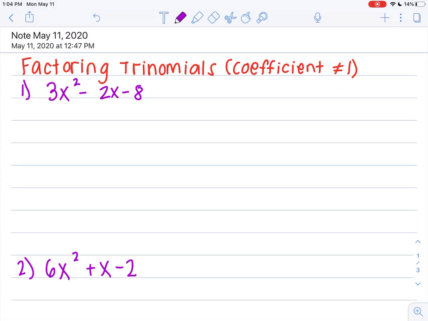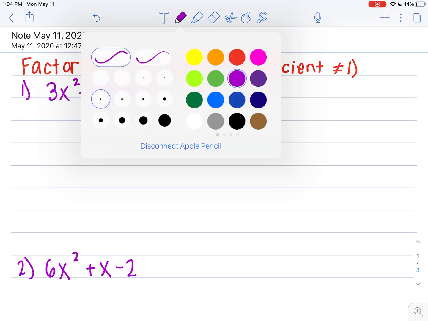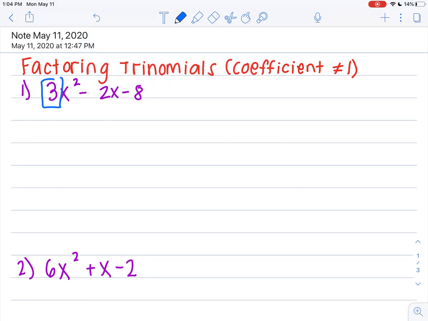Hey you guys, so today we're going to be learning about factoring trinomials again, except the coefficient this time is not 1. What it means by coefficient is not 1 is the number in front of the x squared, which is this 3, is not 1 this time. So we have to do a couple extra steps. So let's jump into it.